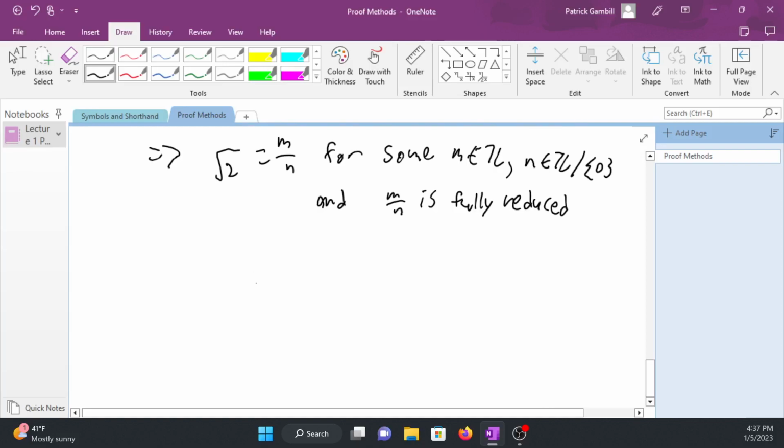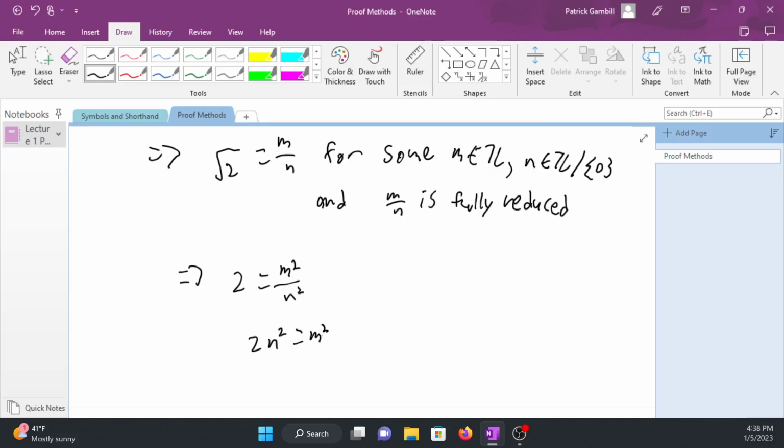What we might do then is we might be able to say, if this is true, we can certainly square both sides. 2 is equal to m squared divided by n squared. And then we can bring the n squared over. We get 2n squared is equal to m squared. So what does this tell us? This implies that m must be even. Because if m were not even, then we wouldn't be able to have these two things be equal. We have 2 times the integer squared is still an integer, m must be even.